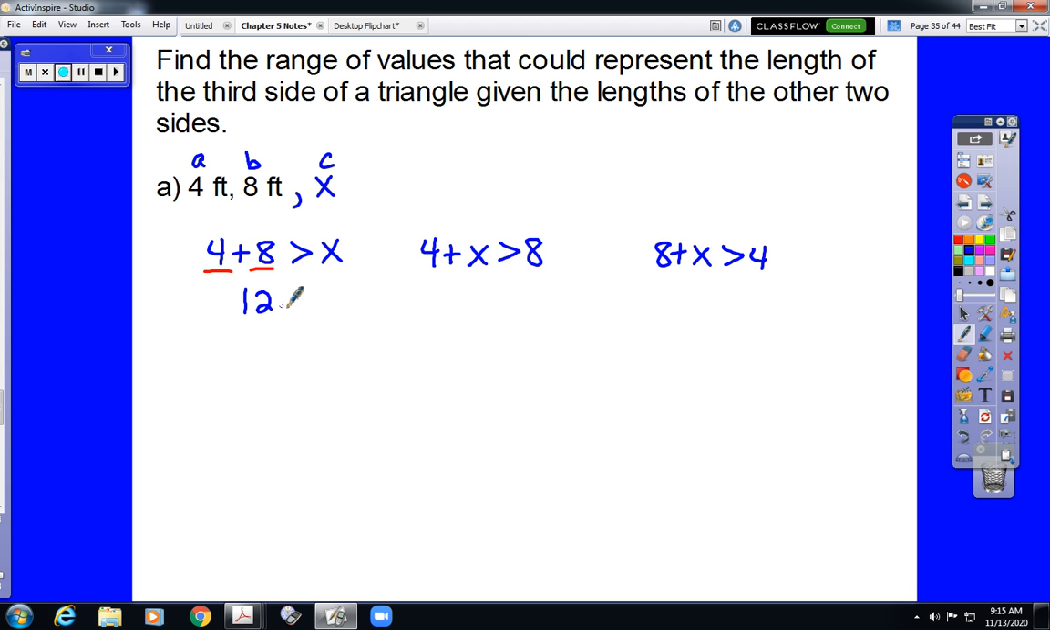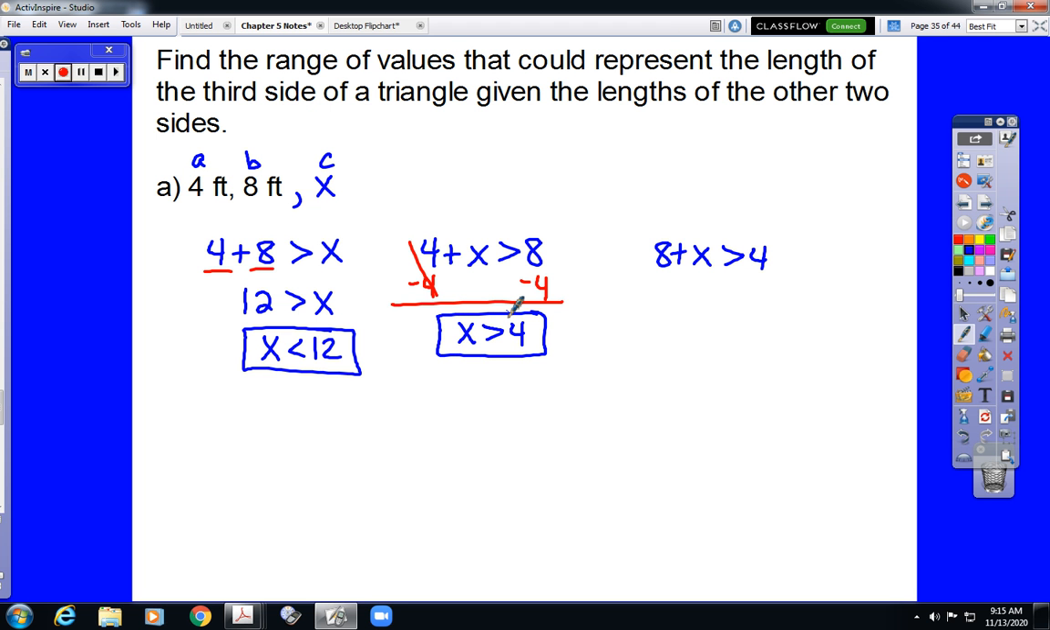4 plus 8 is 12, which means that 12 is greater than x, which when we write these, we tend to put the variable on the left, so we would flip that whole thing around and say x has to be less than 12. On the second one, we would subtract 4 from each side, which would give us x is greater than 4, because the subtraction property applies to inequalities as well. And the same thing for the last one, we would subtract 8 from each side to get x by itself, which would give us x is greater than negative 4.